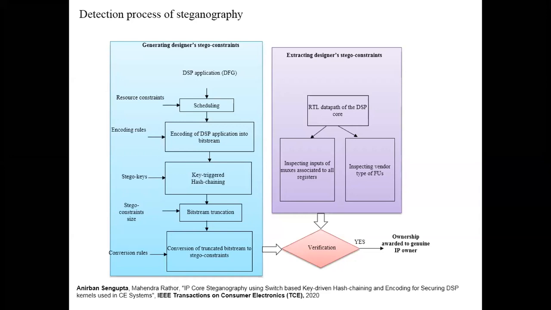So we inspect the RTL to extract that information. If that information matches with the digital evidence that you have implanted, then we know that it's an authentic digital evidence. If it doesn't match, then we know it's a counterfeit or a clone design. Next slide, please.